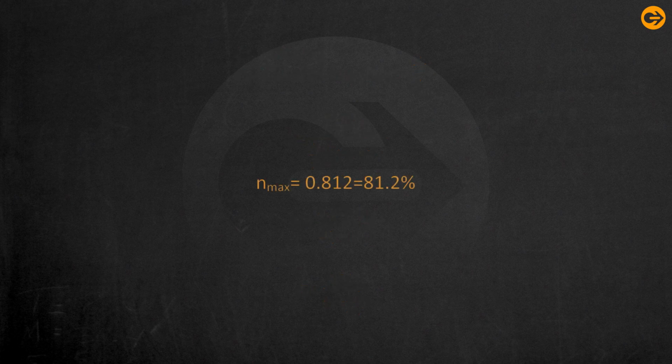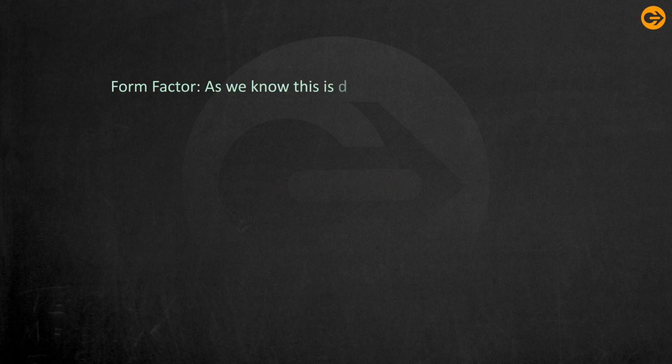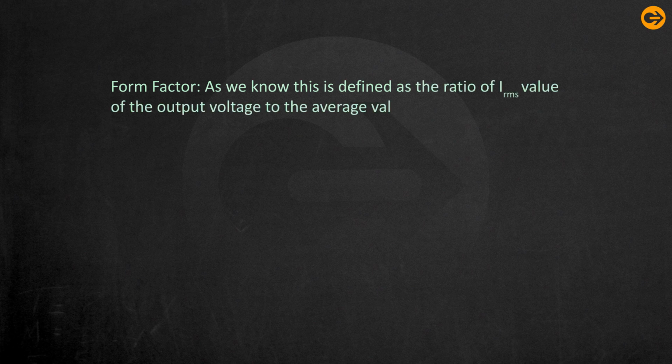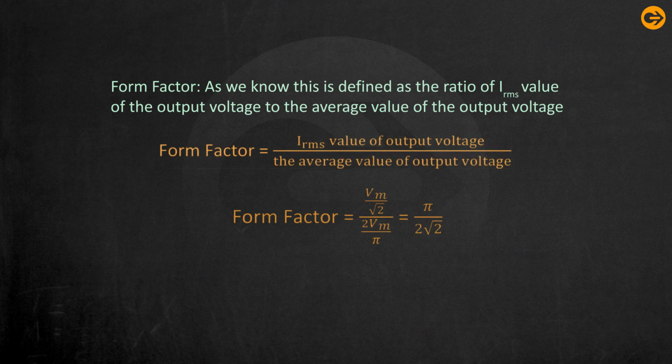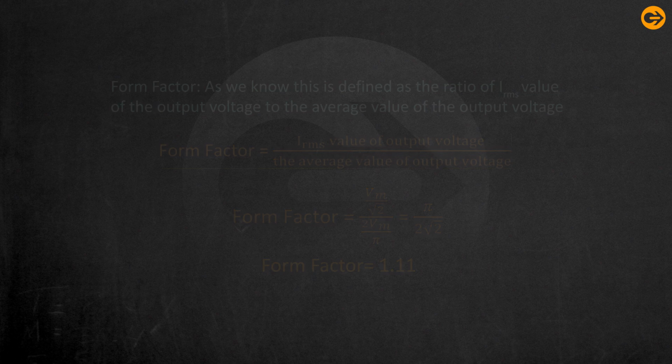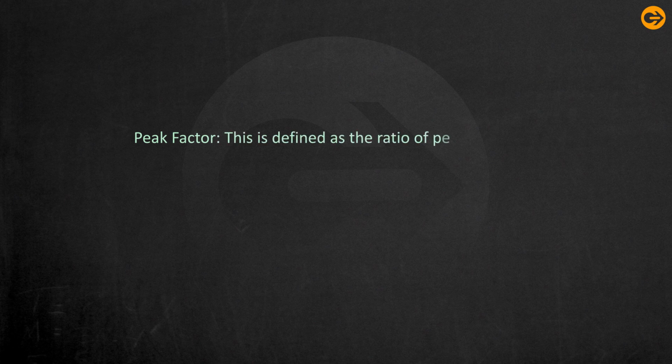Now let us calculate the form factor and peak factor. Form factor, as we know, is defined as the ratio of the RMS value of the output voltage to the average value of the output voltage. Form factor is equal to the RMS value of output voltage by the average value of output voltage, or form factor is given by 1.11. Peak factor. This is defined as the ratio of peak value of the output voltage to the RMS value of the output voltage. Peak factor is thus root 2.